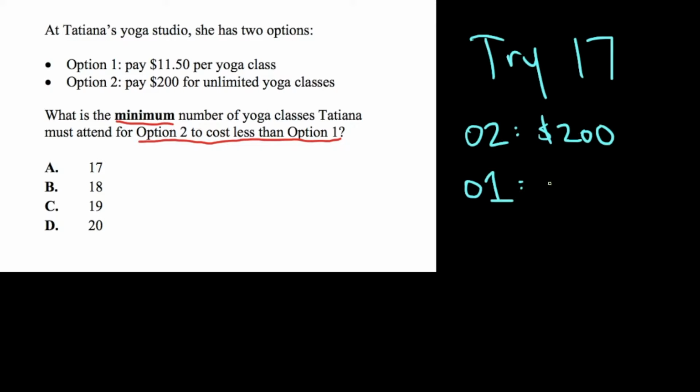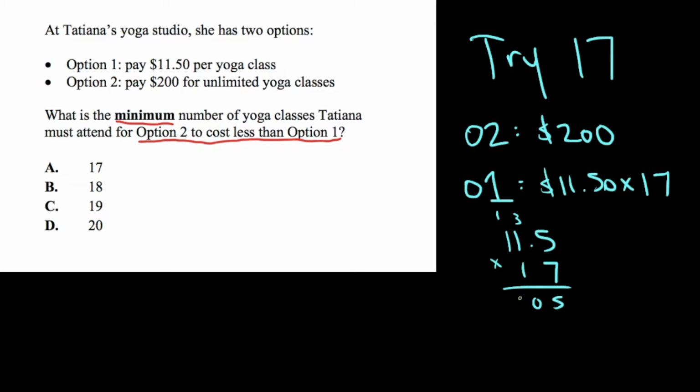Option 1, that would cost $11.50 per class times 17 classes. What is that? I'm going to write 11.5 times 17. And it looks like we get 1955. There's one digit behind a decimal point in the multiplication, so the decimal point goes there. That's $195.50. Very close to 200, but option 1 still costs less than option 2. We want the other way around, so A is not the answer.